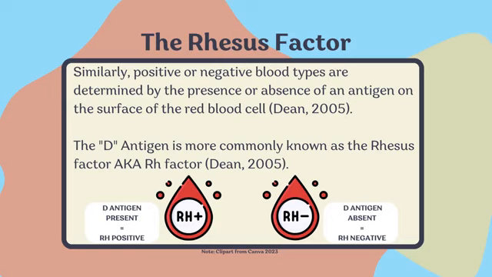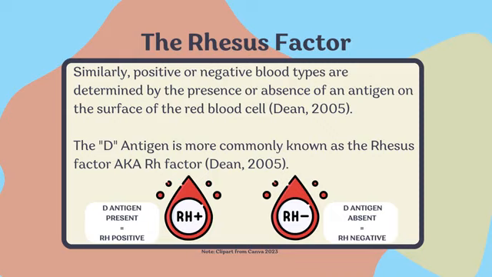So, simply stated, positive blood types can receive both negative and positive compatible blood, where negative blood types can only receive negative blood. So, let's recap, okay? If you have D antigen on the surface of the red blood cell, you are known as Rh positive. If you do not have D antigen on the surface of the red blood cell, you are known as Rh negative. Positive blood can get both positive and negative blood. Negative blood can only receive negative blood.